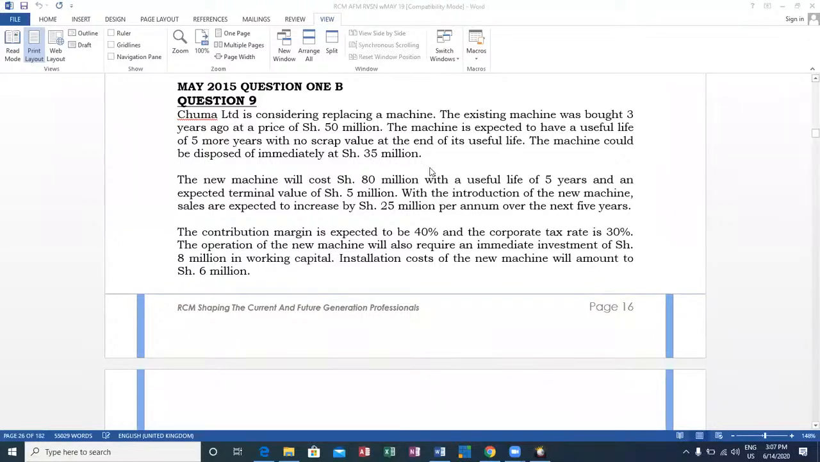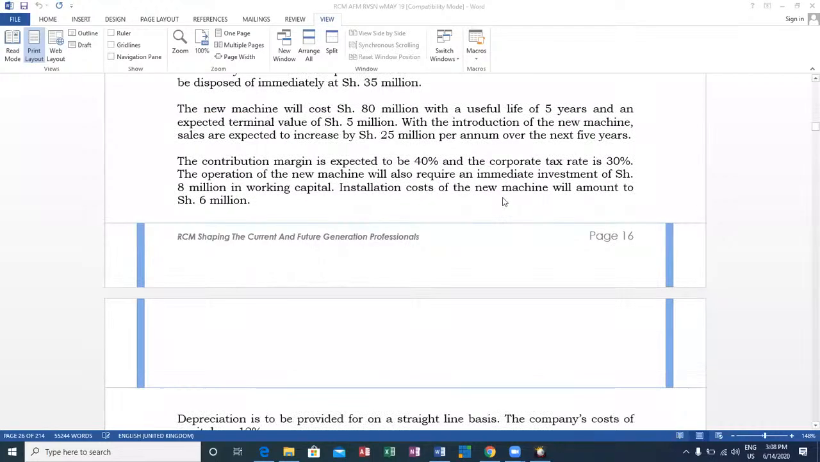Now, ladies and gentlemen, we are told here Chuma Limited is considering replacing a machine. The existing machine was bought 3 years ago at a price of 50 million. The machine is expected to have a useful life of 5 more years with no scrap value at the end of its useful life. So this machine has 5 more years from today, meaning that the total useful life of the machine is 8 years.